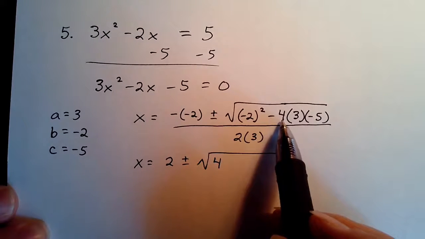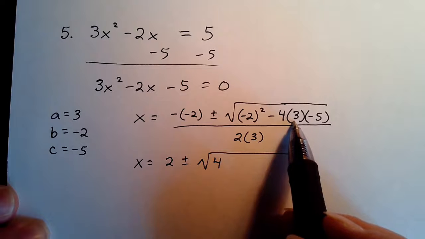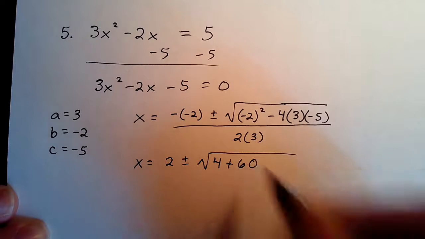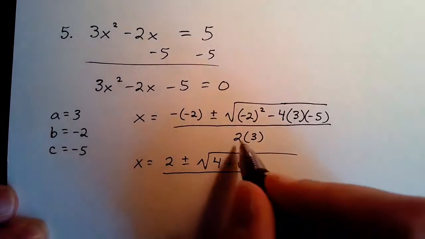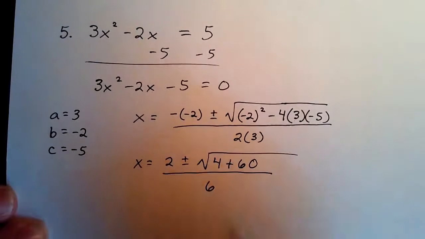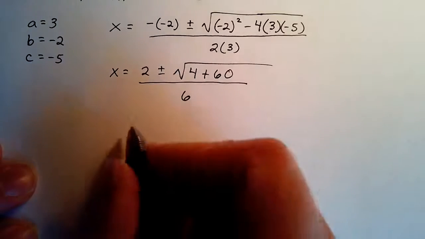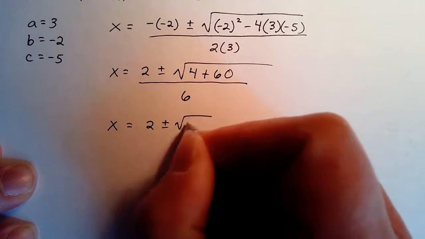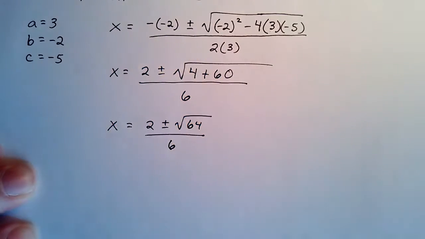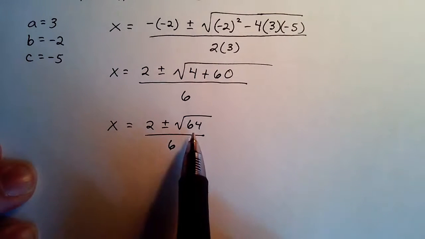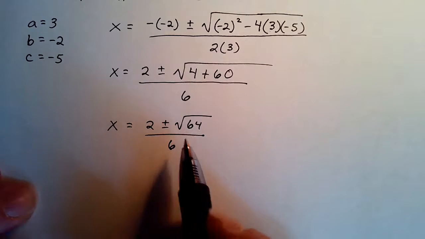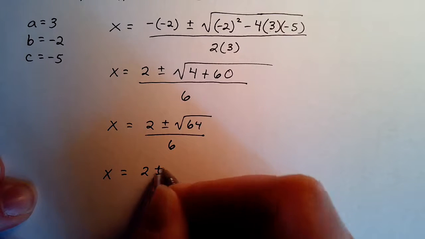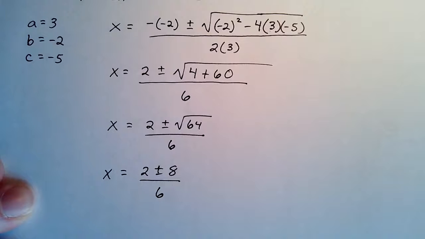And then I've got negative 4 times negative 3 is negative 12. And negative 12 times negative 5 is positive 60. So I'm going to be adding 60. And then 2 times 3 is 6. All right, so we're going to continue to simplify this. So I've got 2 plus or minus the square root of 64 divided by 6. And the square root of 64 is a pretty nice number. Square root of 64 is an 8. So I'm going to have x is equal to 2 plus or minus 8, and then divide by 6.